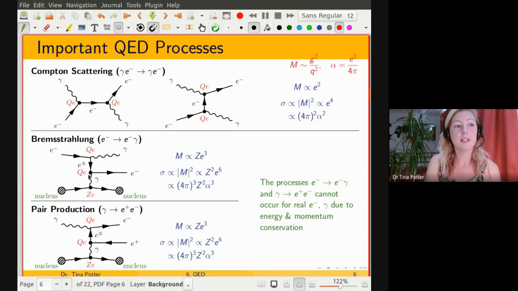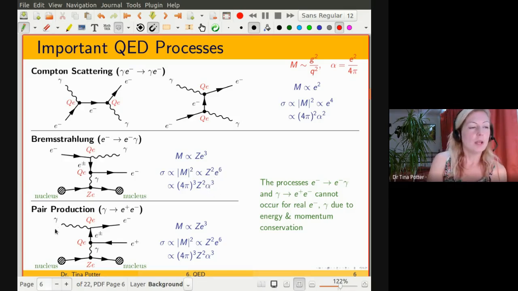So we have three vertices here. Two of them are factors of e, and this one depends on the charge of the nucleus, so I've put Ze here. The more highly charged the nucleus, the higher this coupling will be. And so the matrix element here, if you look at the product of all of these three vertices, is Ze cubed. You can put that into your cross section, so you'll have this proportional to Z squared in e to the 6, or if you want to put that in terms of alpha, alpha cubed.